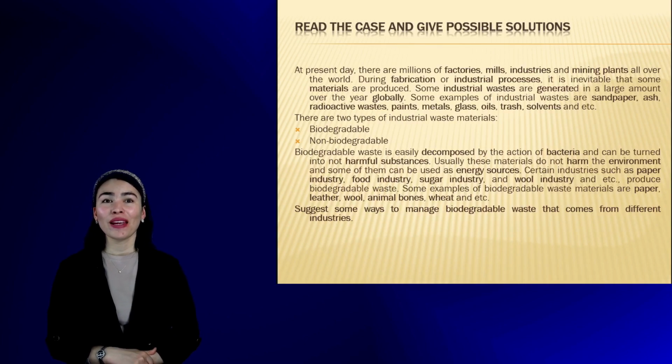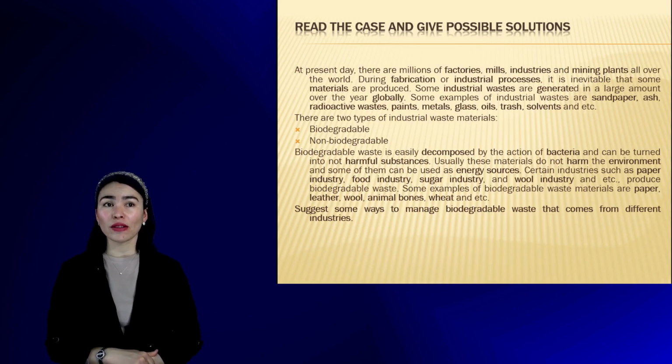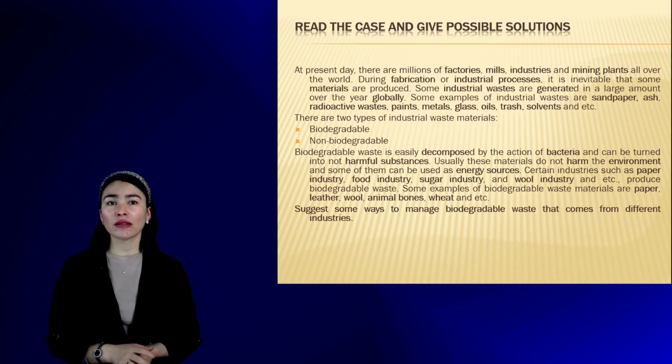At present day, there are millions of factories, mills, industries, and mining plants all over the world. During fabrication or industrial process, it's inevitable that some materials are produced. Some industrial wastes are generated in a large amount over the year globally. Some examples of industrial waste are sandpaper, ash, radioactive wastes, paints, metals, glass, oil, trash, or solvents, and others.